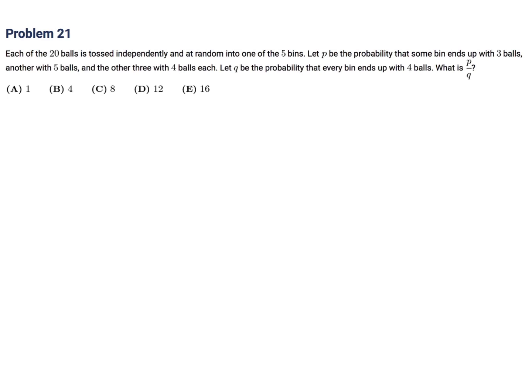So they want the probability of P over Q. So P is the scenario where you have 3, 5, 4, 4, 4, the number of balls that goes into each of those 5 bins. And Q is the probability that you have the scenario where all the bins have 4 balls.